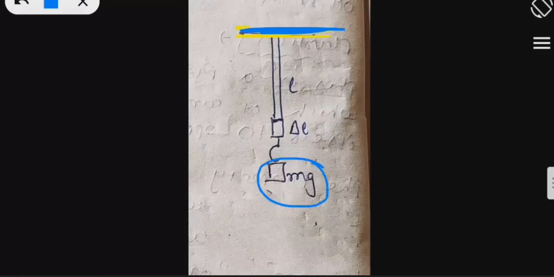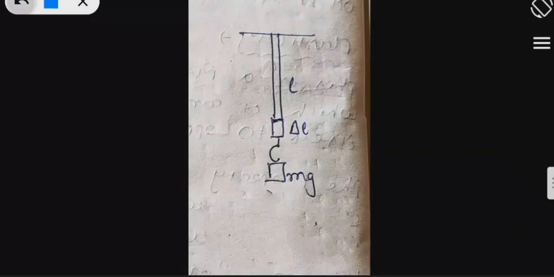Suppose I take this steel wire of length L, and I expand it by applying a weight mg. Now what happened? This wire is expanded up to a length delta L. Up to this much length it has expanded. This is the point delta L. How much length has it expanded? Suppose delta L. And how much weight have I applied? mg.